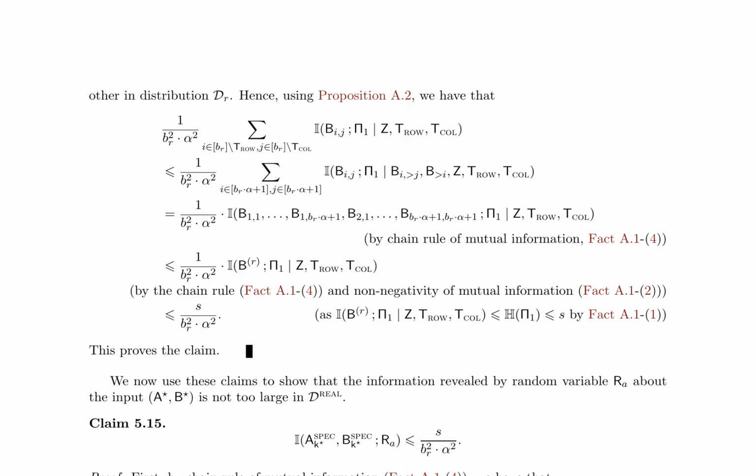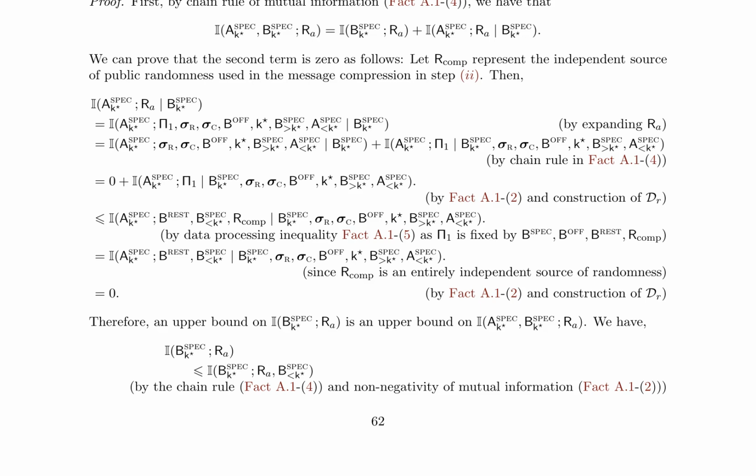Claim 5.15 states that the information revealed by random variable raw about the input a_star, b_star is not too large. The authors prove this claim by showing that I(aspec_k_star, bspec_k_star; raw) equals I(bspec_k_star; raw) plus I(aspec_k_star; raw | bspec_k_star), where the second term is 0.